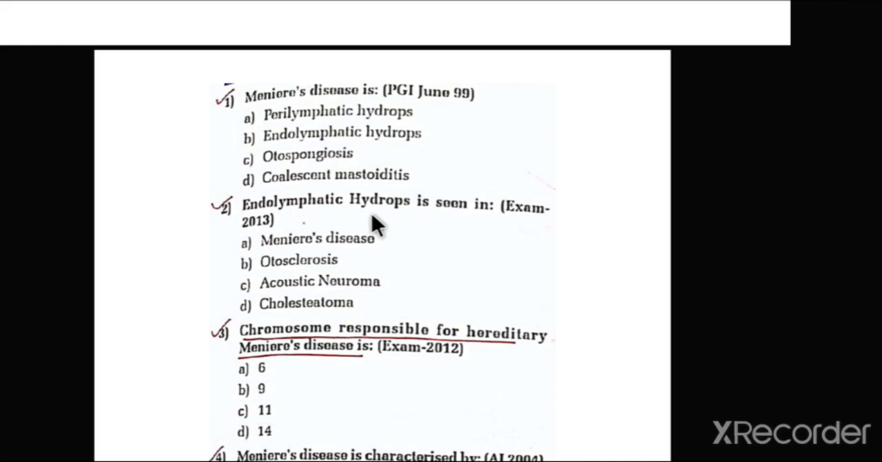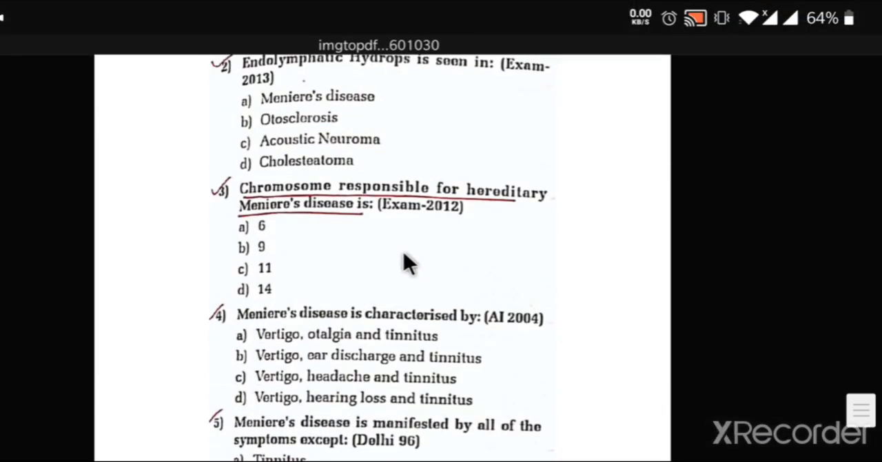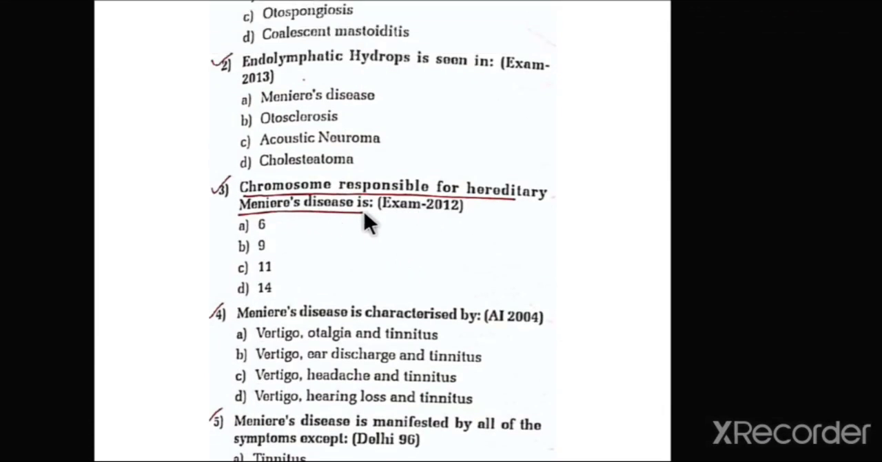These are some MCQ questions. Meniere's disease is, now we can say, endolymphatic hydrops. Endolymphatic hydrops is seen in, this is the answer, Meniere's disease. Chromosome responsible for hereditary Meniere's disease is chromosome number 6. We have talked about etiology of Meniere's disease in hereditary causes. Meniere's disease is characterized by, of course, presence of vertigo, then hearing loss and tinnitus. The answer is D.